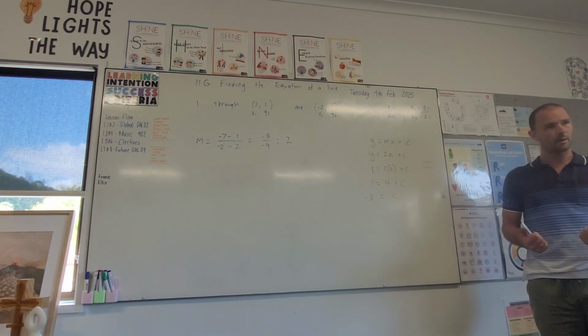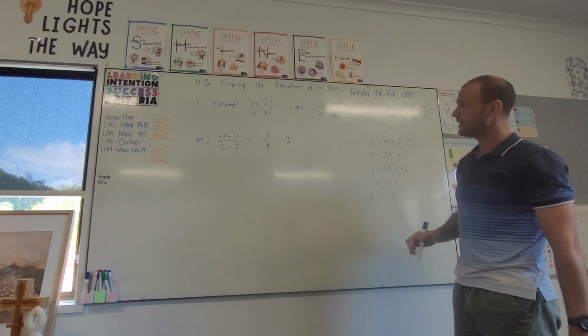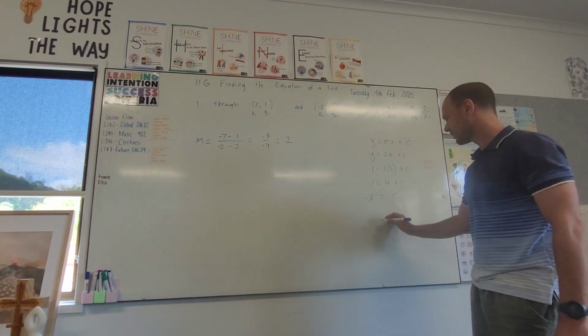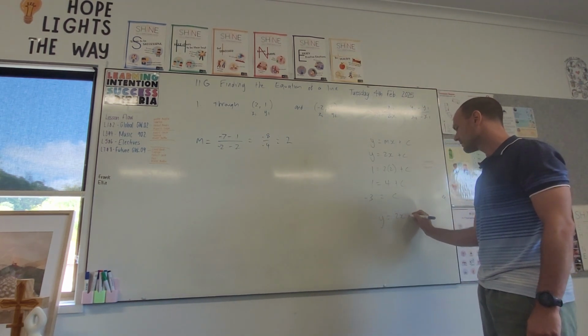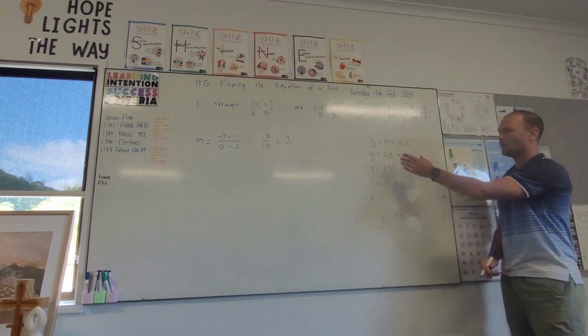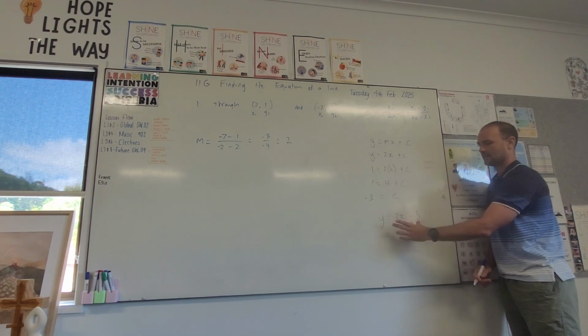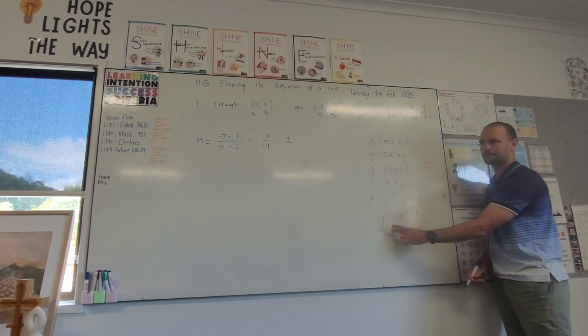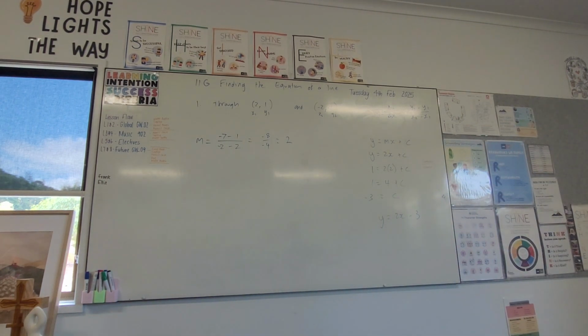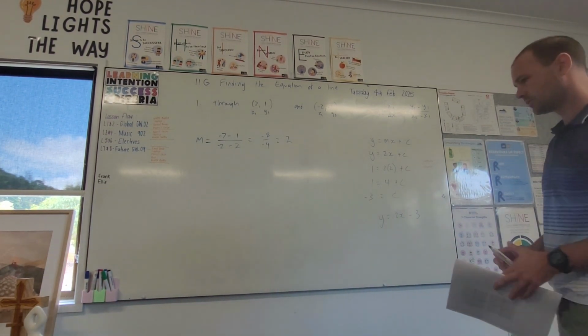Now let's answer the question. The equation of the line that goes through these points is y equals 2x take away 3. Y equals mx plus c. We found m and we found c. That's our answer. Very good. Okay, let's move on to question 2.